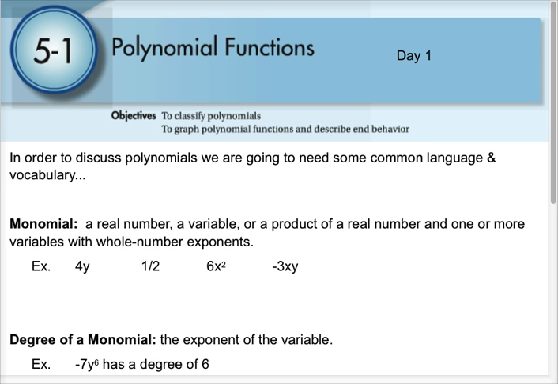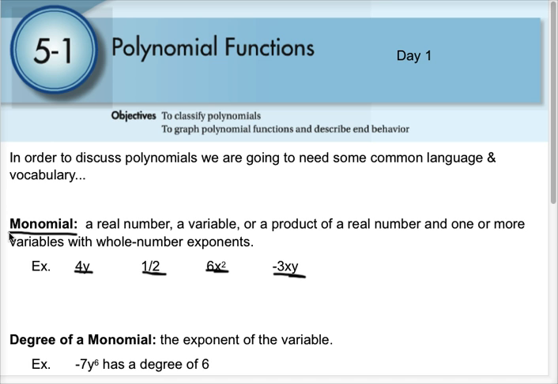So, the first word I want us to look at is monomial. A monomial is a real number, variable, or a product of a real number and variable with whole number exponents. Now, really wordy. All it means is it's a single term, okay? So it can be just a number. It can be a number and a variable. The variable can have an exponent, or it can even have more than one variable. All of those are considered monomials. So you've seen polynomial expressions before, so really think of it as just a single term, okay?